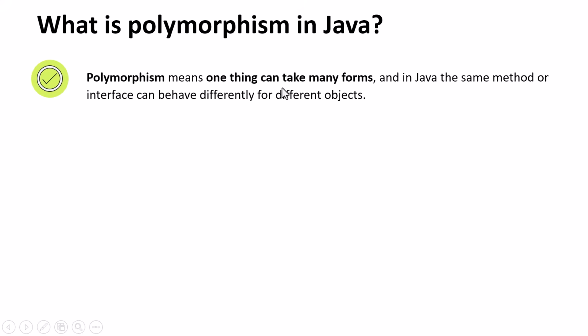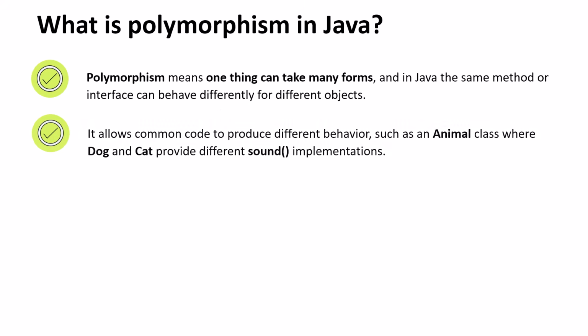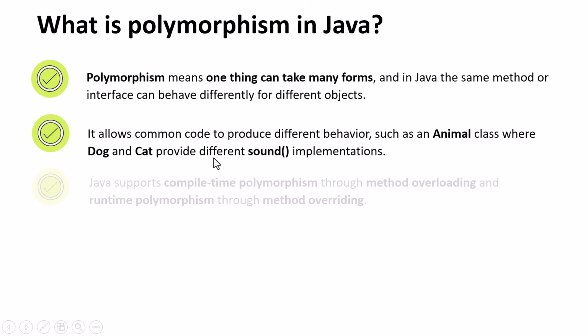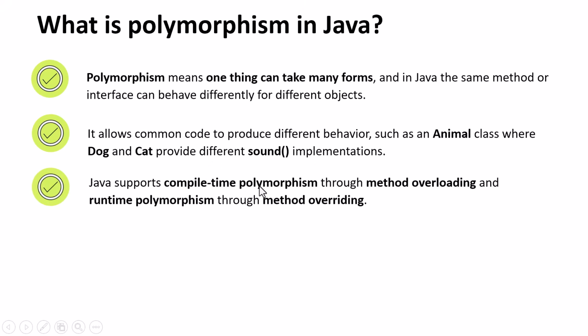Polymorphism means one thing can take many forms. In Java, it means the same method name or interface can behave differently depending on the object that is using it. In simple words, polymorphism allows us to write common code and still get different behavior from different classes. For example, an animal class may have a method called sound, but a dog can give barking sound and a cat can give meowing sound. Java mainly supports two types of polymorphism, compile-time polymorphism and runtime polymorphism.